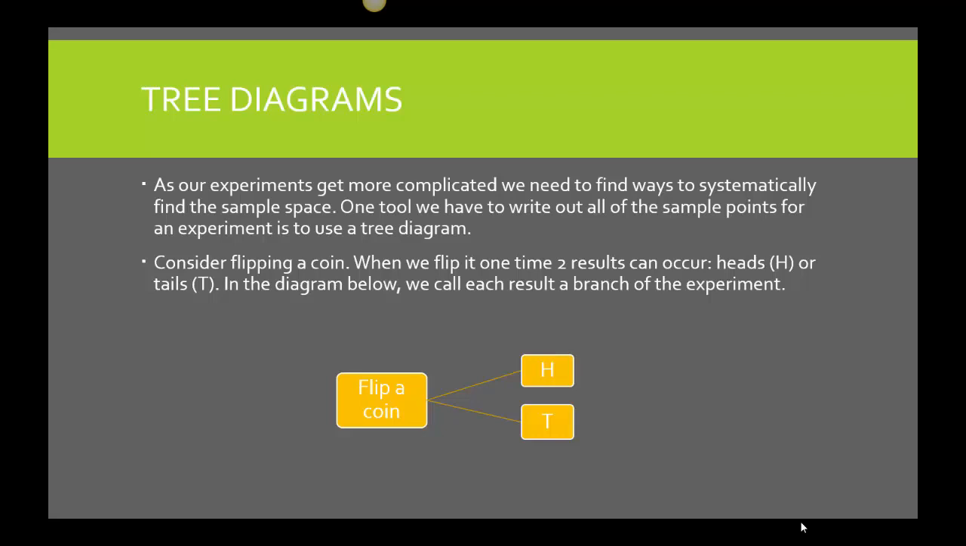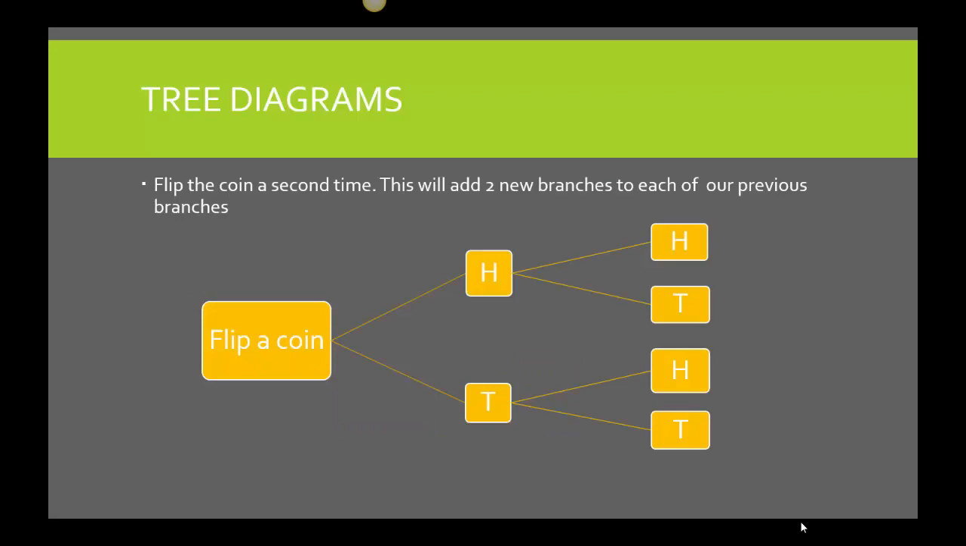When we flip it one time, two results can occur. We can get heads, which I'm going to call H, or tails, which I'll call T. In the diagram below, we call each result a branch of the experiment. What if we flip a coin a second time?